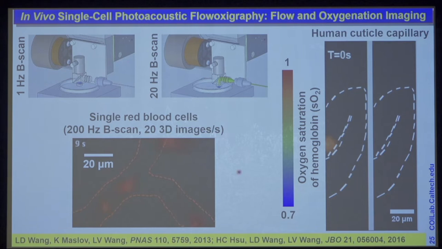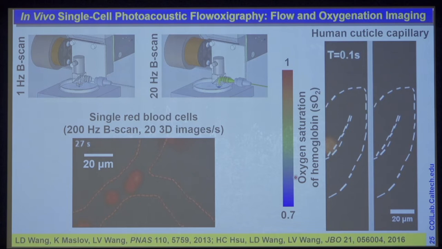Now, we can also monitor the color of each red blood cell, and that allows us to quantify the oxygen saturation of hemoglobin. And this was done in humans. And you can see in our own finger cuticle how red blood cells change color when they release oxygen. And you can single out one of the, if I can come back and replay this, it's not playing.